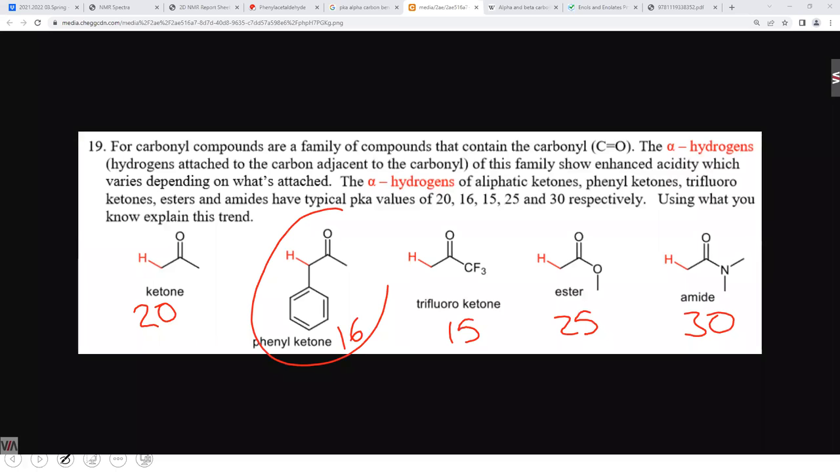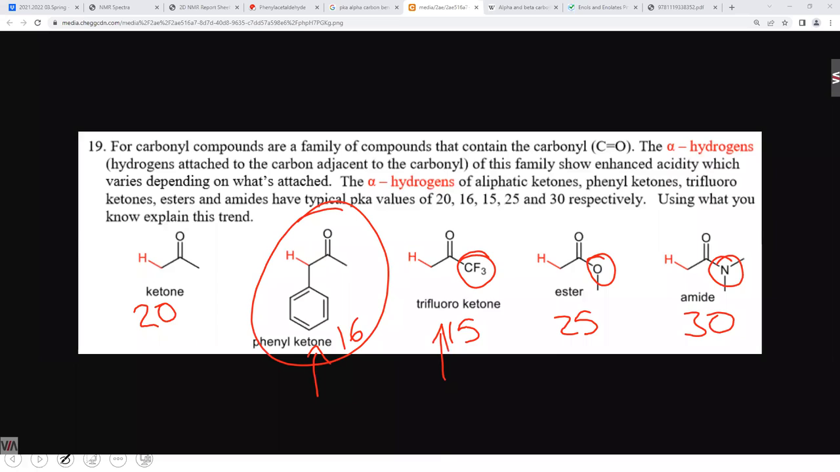And so this one is the one that actually doesn't match with the rest of this series, because the rest of the series doesn't have resonance involved. It has an electron withdrawing group, an electron donating group, and a stronger electron donating group on the other side of the ketone. And so for each of those, the more electron density you give that alpha carbon, the harder it is to take the hydrogen off. And the more you pull electron density away from the alpha carbon, the easier it is to take that hydrogen off. And so one of the ways you can do that is with resonance.